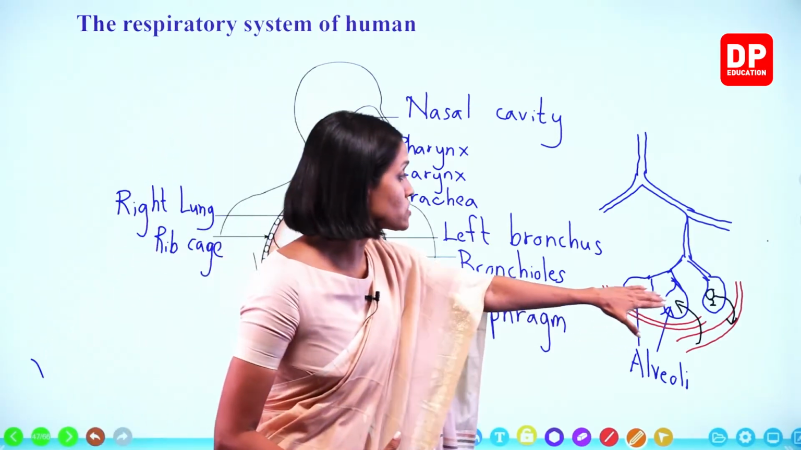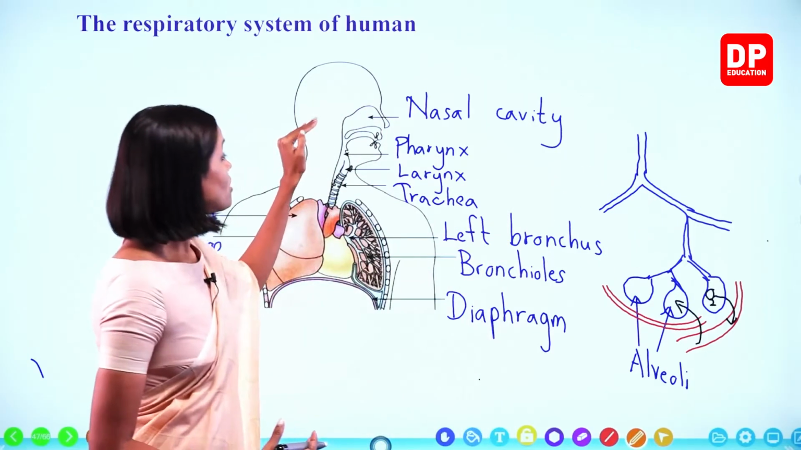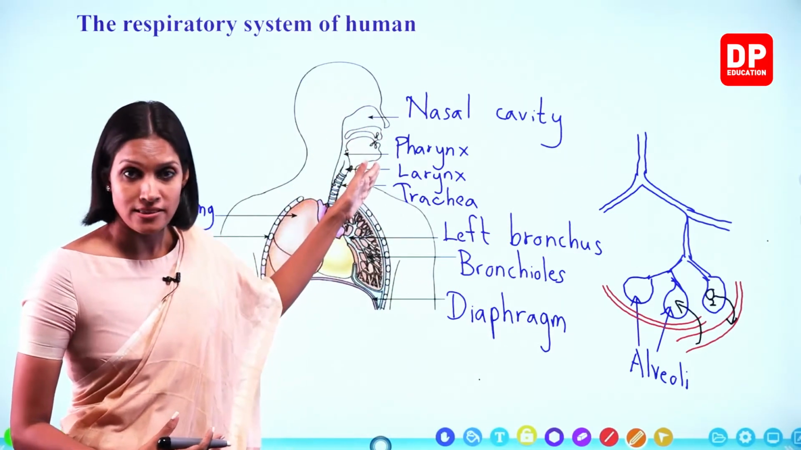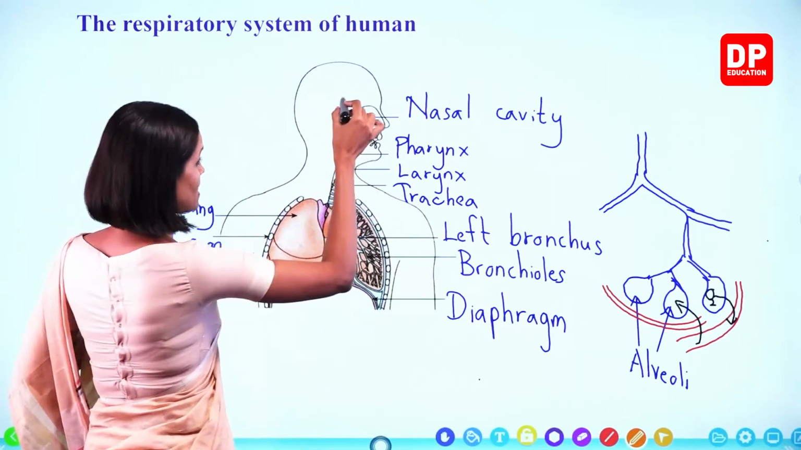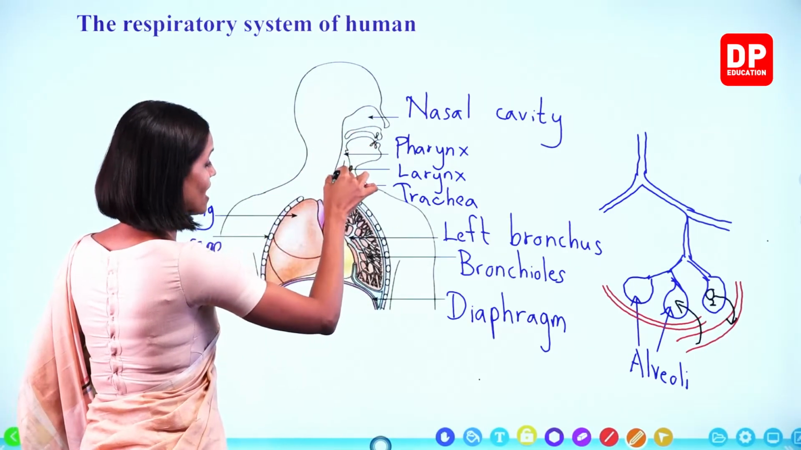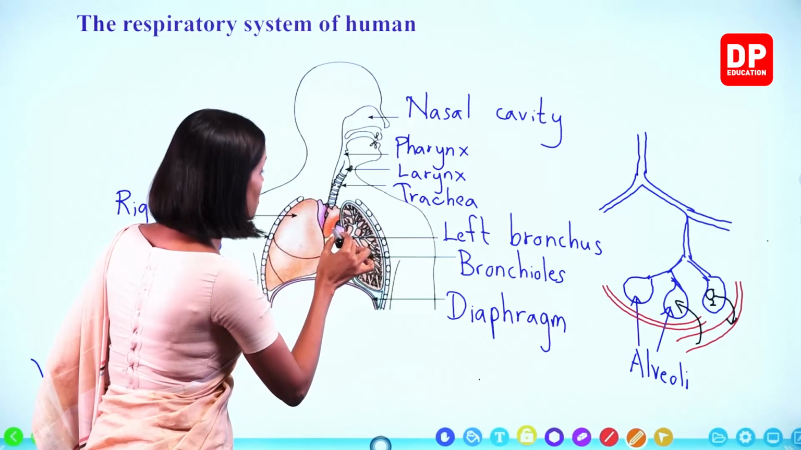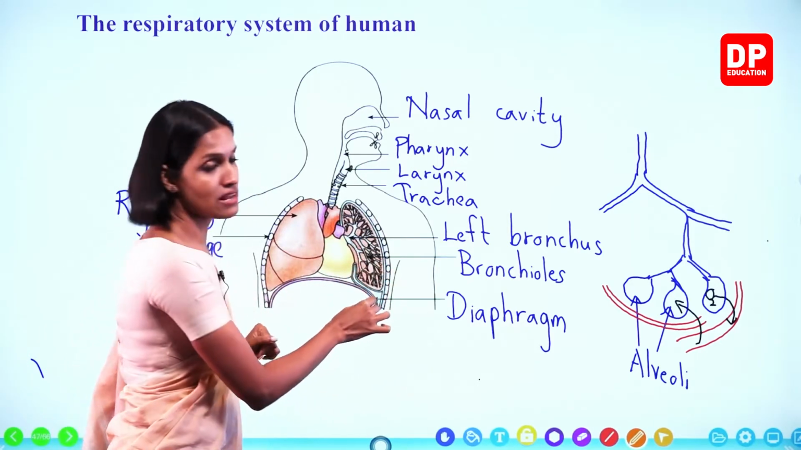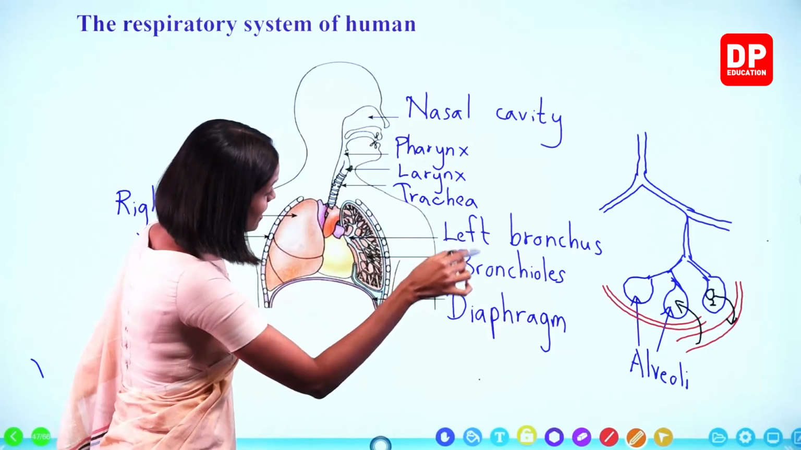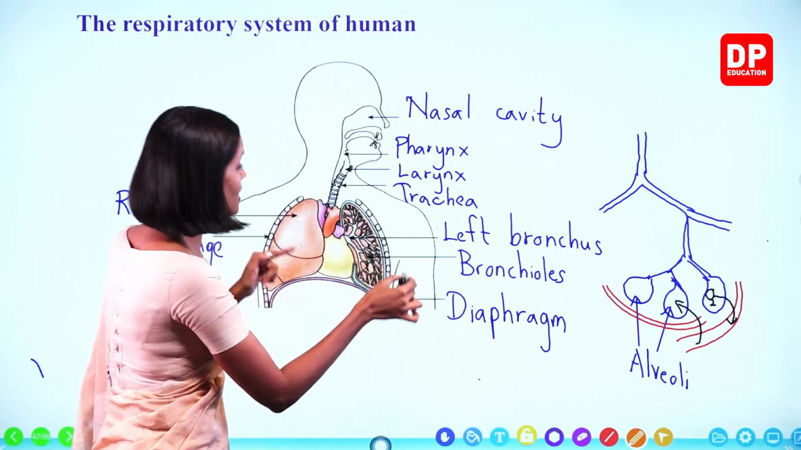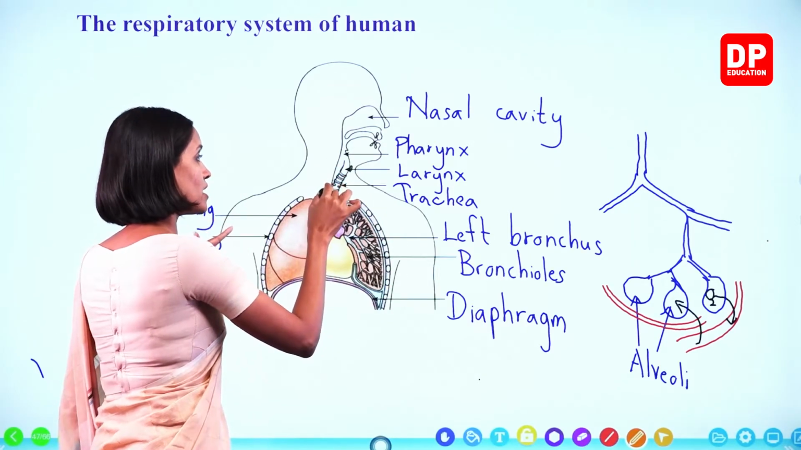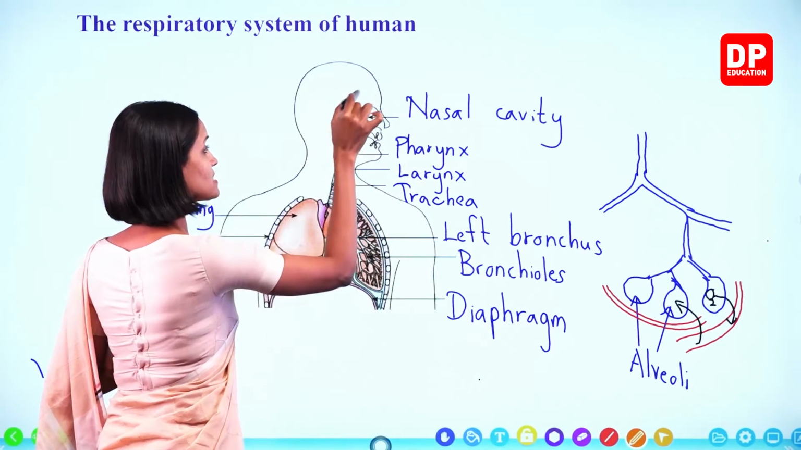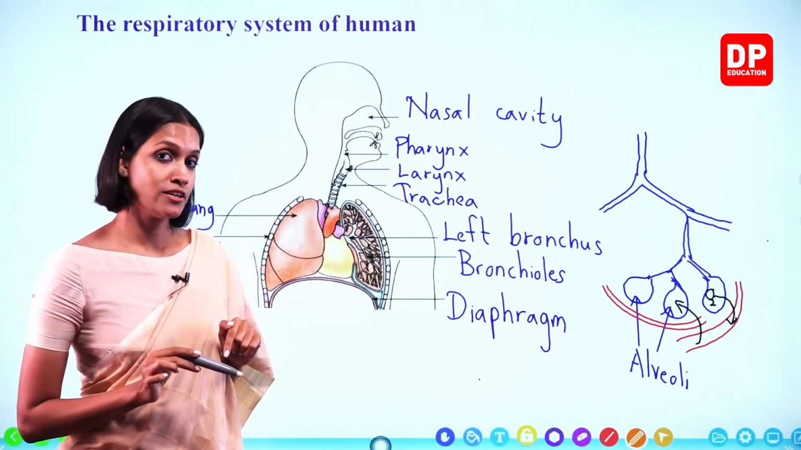That carbon dioxide goes out of the body through the same path. Same path means the path that air came in. From nasal cavity to pharynx to larynx to trachea to bronchus, bronchioles, alveoli. And exhaled air goes from alveoli to bronchioles, bronchus, then to trachea, larynx, pharynx, nasal cavity and out.